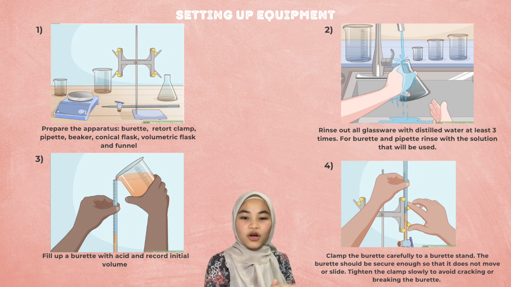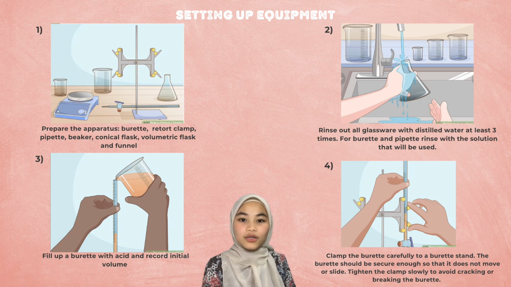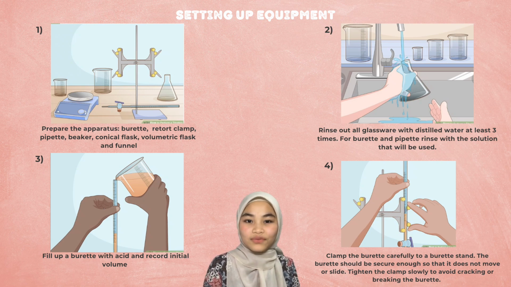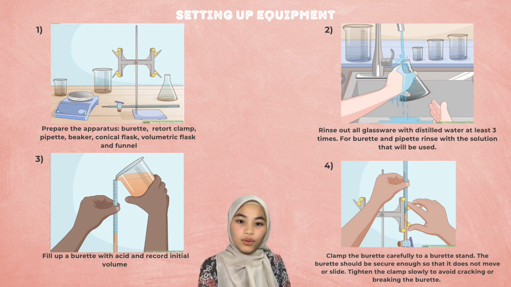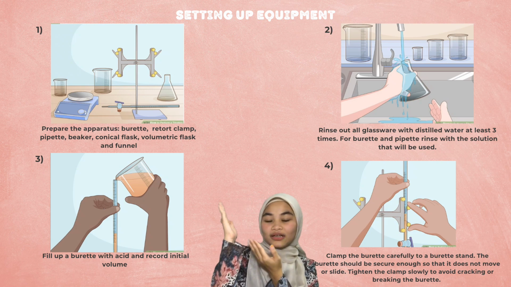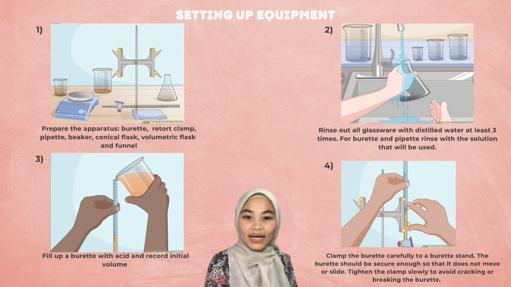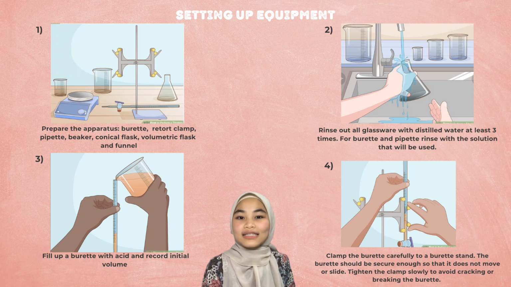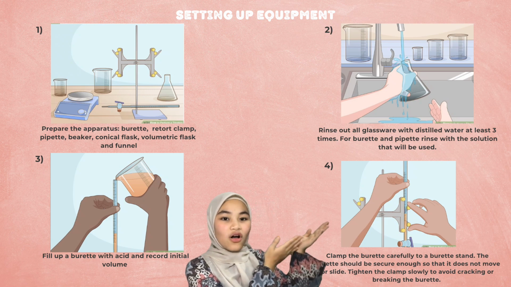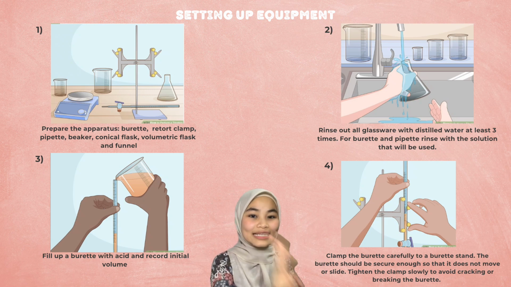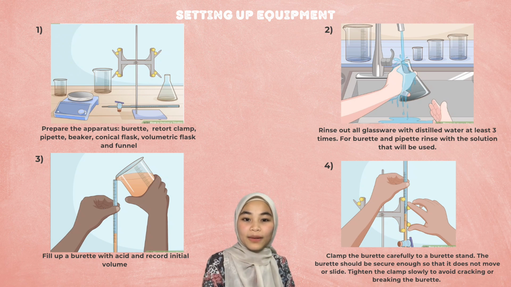Next is the preparation of titration. Preparation of titration has 2 parts: setting up the equipment and conducting the titration. For setting up the equipment, first we need to prepare the apparatus like burette, pipette, conical flask, volumetric flask, and funnel. Second, rinse all the glassware with distilled water at least 3 times. For the burette and pipette, rinse with the solution that will be used.